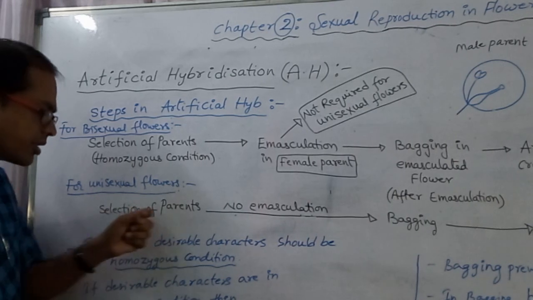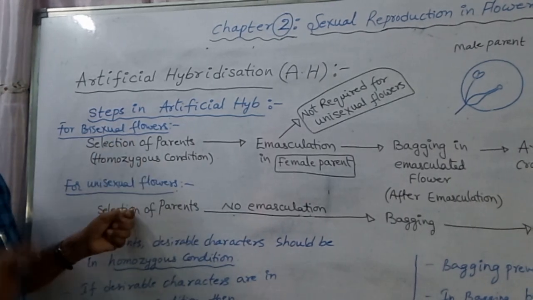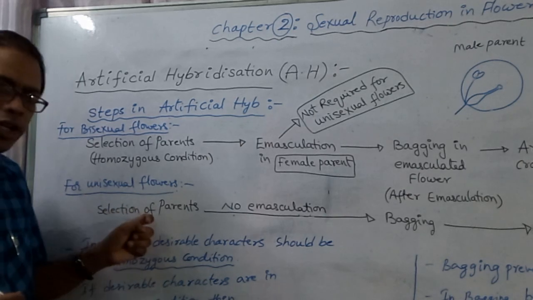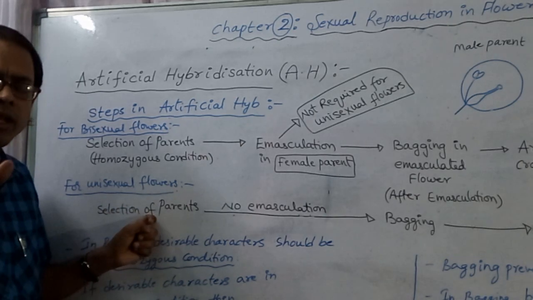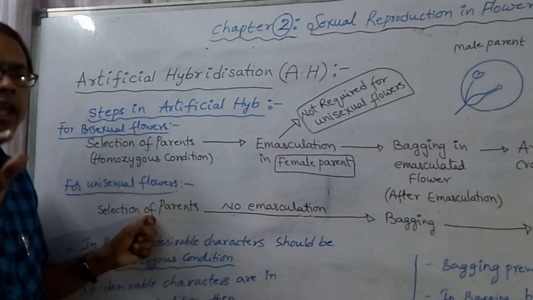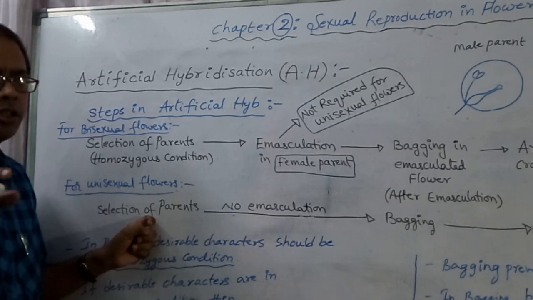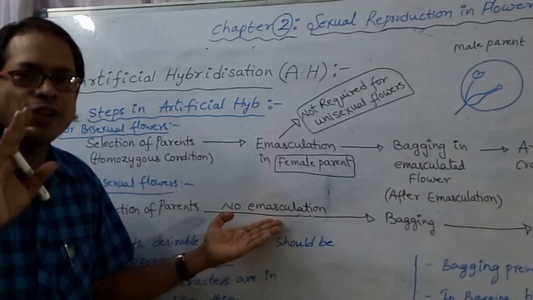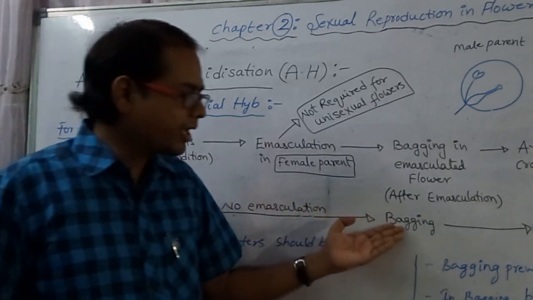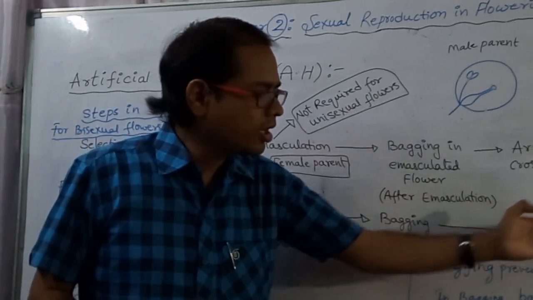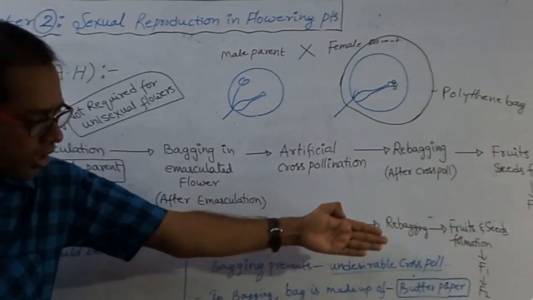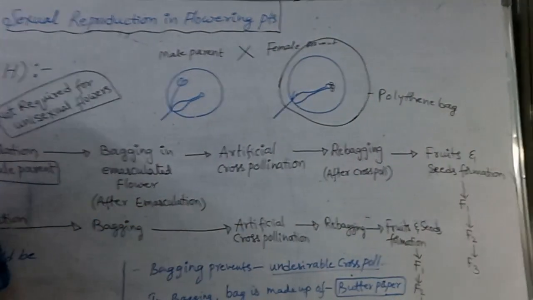That means selection of parents, and those parents should be in homozygous condition. Unisexual flowers: the male parent's flower has only androecium, and the female parent's flower has only gynoecium. So there is no emasculation for unisexual flowers. Next, bagging, artificial cross pollination, rebagging, fruits and seeds formation, F1 generation, F2 generation, F3 generation.